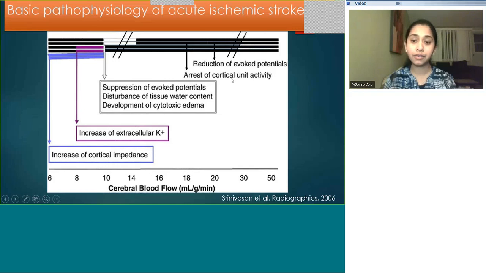So it starts from reduction of evoked potential, then suppression of evoked potential, there's disturbance of tissue water content, and because of that, water gets collected within the intracellular component that causes cytotoxic edema, and that causes increase in the extracellular potassium. And finally, when the cerebral blood flow comes down to 6, the increase of cortical impedance occurs, and that causes death of the neurons.